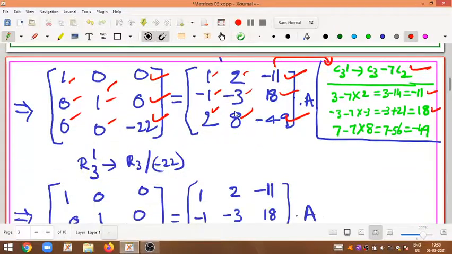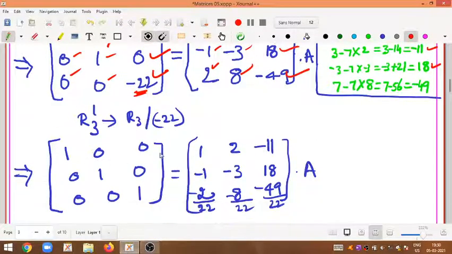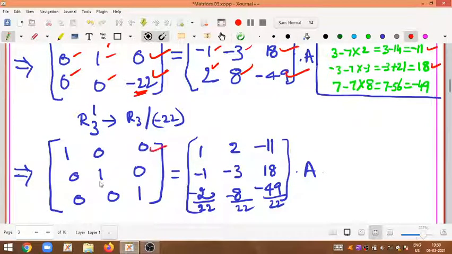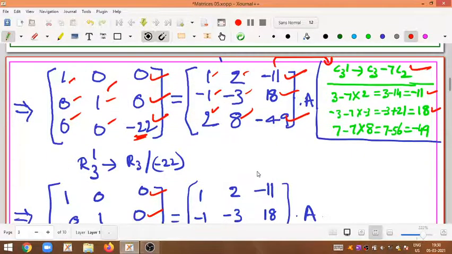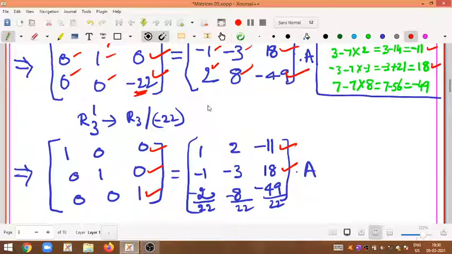So I hope you all understood up to this here. Again we want to make this element 1 by dividing throughout the row by minus 22. So first row write as it is. First row is what? 1 0 0. Second row 0 1 0. This one by dividing minus 22, 1 will come. Here also same operation: 1, 2 minus 1 and minus 1, minus 3, 18. Again 2 divided by minus 22 becomes minus 2 by 22, minus 8 by 22, minus 49 by 22.